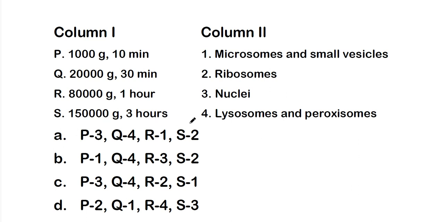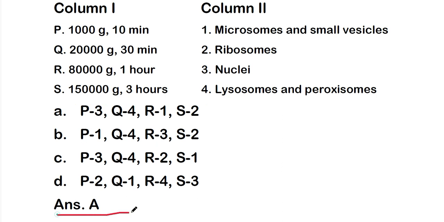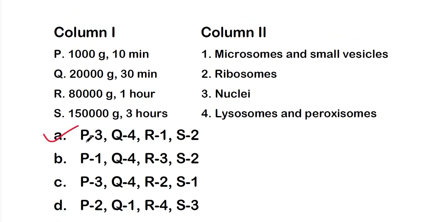So which option is the right? Let's see, option A is the correct one. Here P is matched with 3. That means at 1000 g for 10 minutes we will separate nuclei. And Q equals 4 means by 20,000 g for 30 minutes of centrifugation we will get lysosomes and peroxisomes.